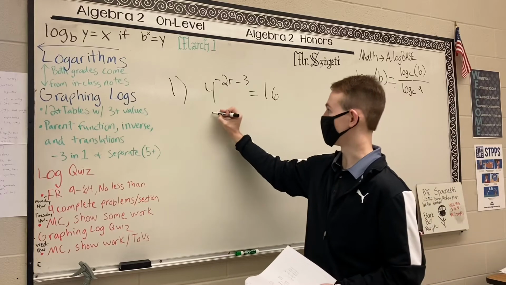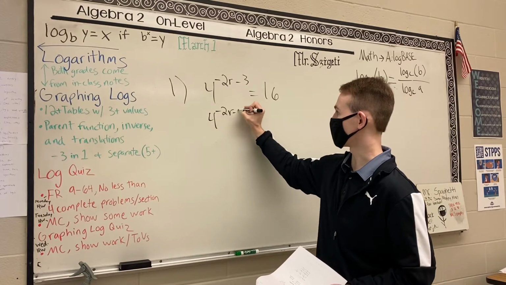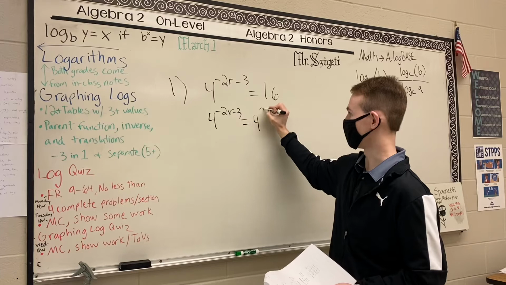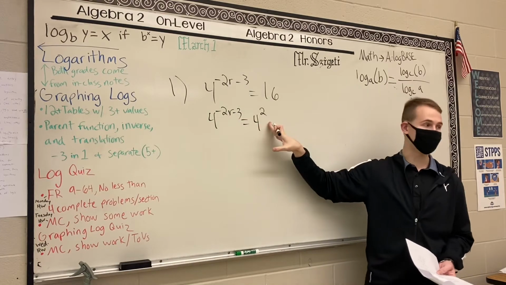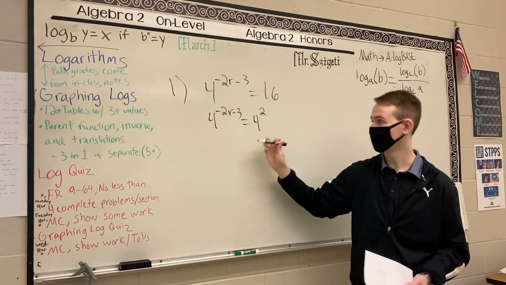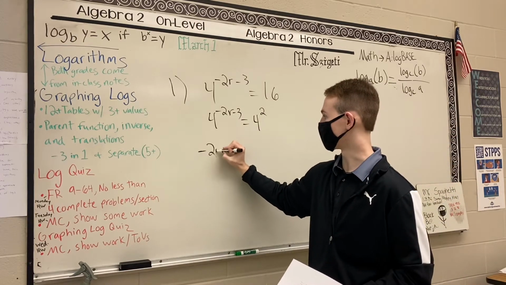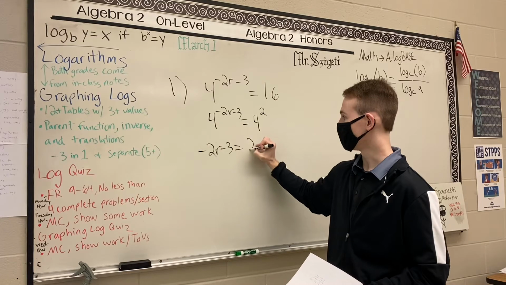The first step is going to be keeping this side of the problem, but making this into 4 squared. It's the same as 16. So then I can set the exponents equal to each other in order to solve. So now I've got negative 2r minus 3 is equal to 2.